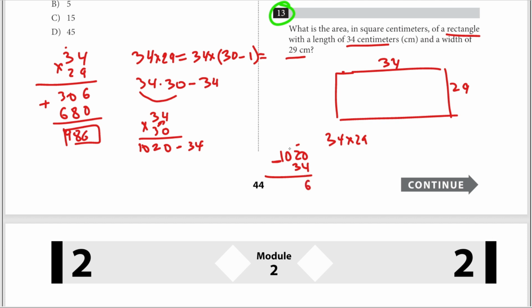So you have 6 here, then here you have 11 minus 3, that's 8, and then you have 986. Or just do this in your head, where 1020 minus 34 is equal to 986. That's the answer. That's it.